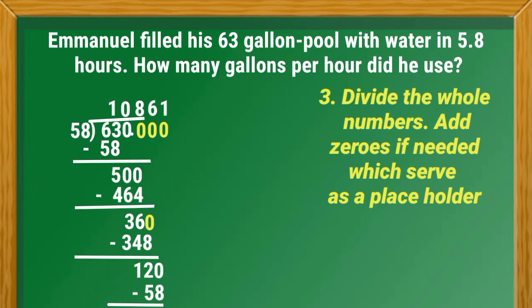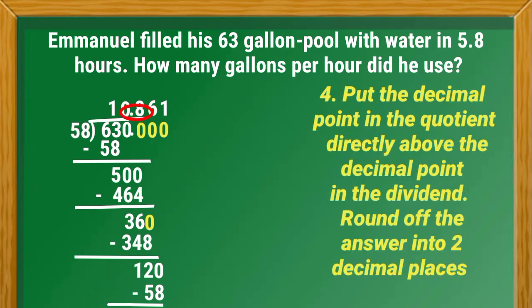What will you do next is to put the decimal point in the quotient directly above the decimal point in the dividend. And then round off your answer up to 2 decimal places only. So we will round it off to the nearest hundredths, and we are going to look at the digit to its right. What is the digit to the right of 6? That is 1. So 6 is still 6 because the digit to its right is 1.